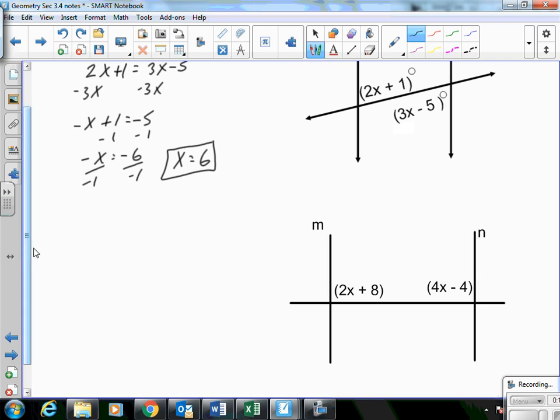All right, so then the next ones, we got 2x plus 8, 4x minus 4. The location of these two angles, they're between the two lines on the same side of the transversal, making them consecutive interior angles. And in order for two lines to be parallel, the consecutive interior angles have to be supplementary. So those two together have to add up to equal 180. So 2x plus 8 plus 4x minus 4 is going to have to add up to 180 to make them supplementary.